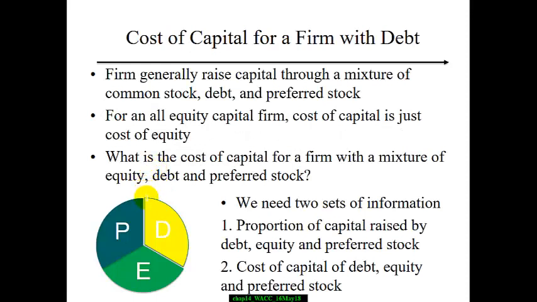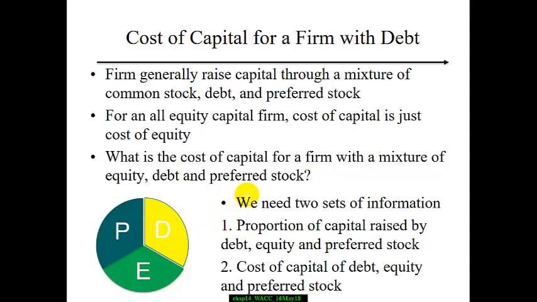Typically, firms can raise capital through a bunch of different ways: common stock, preferred stock, and debt. Sometimes we do have an all-equity capital firm. In that case, cost of capital is just cost of equity. How about the cost of capital for a firm with a mixture of different capitals? We can find out using weighted average cost of capital.